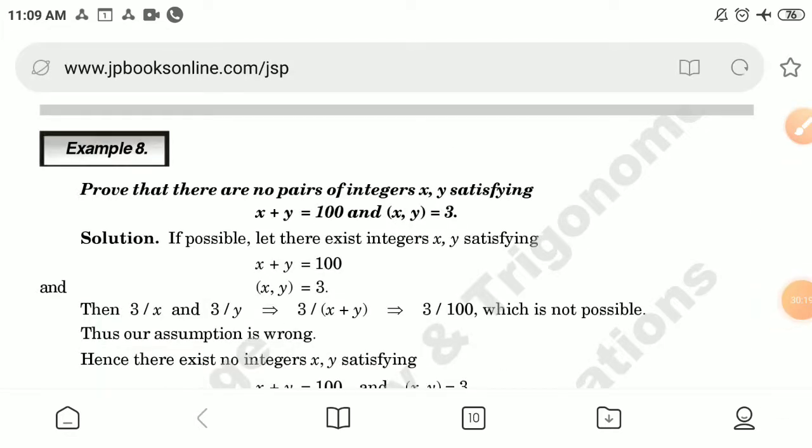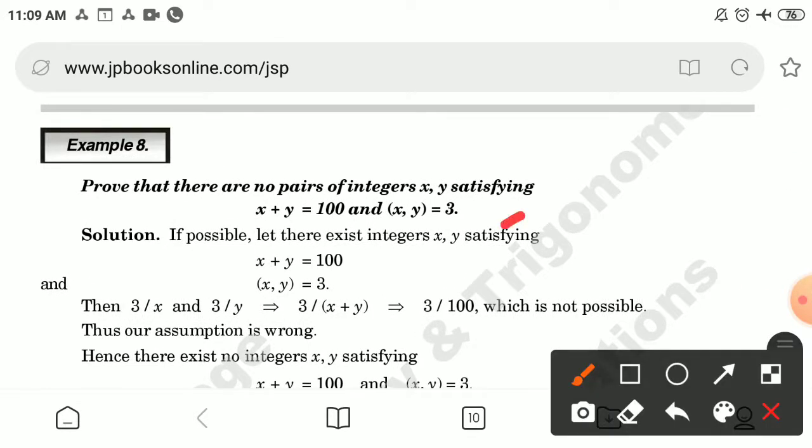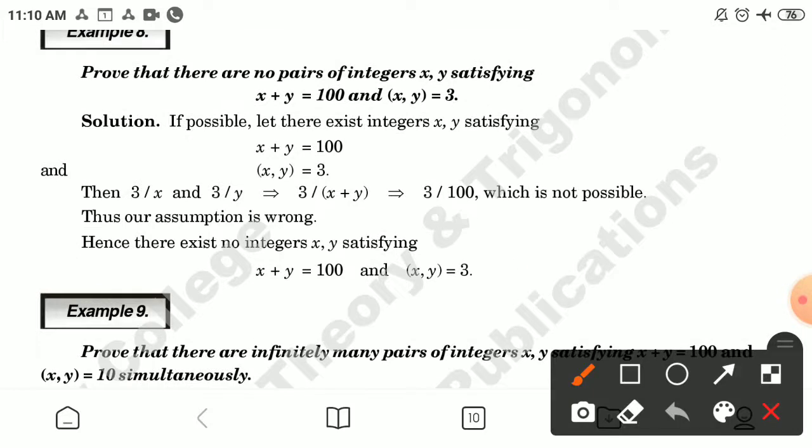Now example number 8: prove that there are no pairs of integers x, y satisfying x plus y is equal to 100 and greatest common divisor of x, y equal to 3. If possible, let there exist integers x, y satisfying x plus y is equal to 100 and greatest common divisor is 3. Then 3 divides x and 3 divides y. This implies 3 divides their sum. This implies 3 divides 100, which is not possible. Thus our supposition is wrong. Hence there exist no integers x, y satisfying x plus y is equal to 100 and greatest common divisor of x, y is equal to 3.